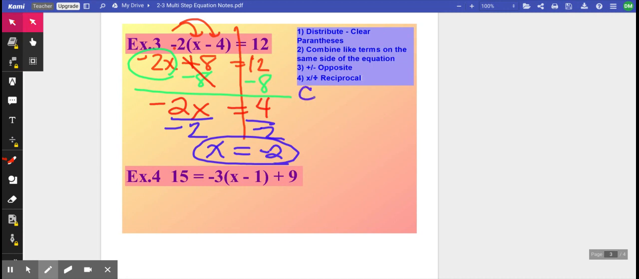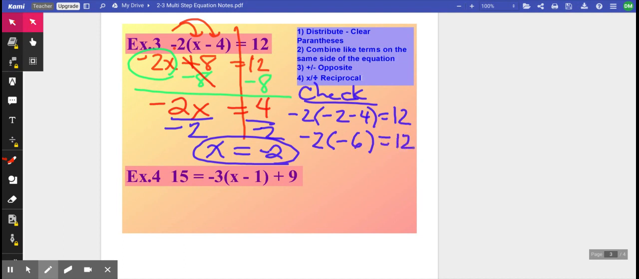And if we do our check, -2 times x minus 4, so -2 minus 4 equals 12. You could distribute, but I'm going to go ahead and combine the parentheses since they're like terms. -2 minus 4 is -6. I just feel like it's easier. I use the distributive property when you can't combine what's inside the parentheses. -2 times -6 is 12. And this checks out.